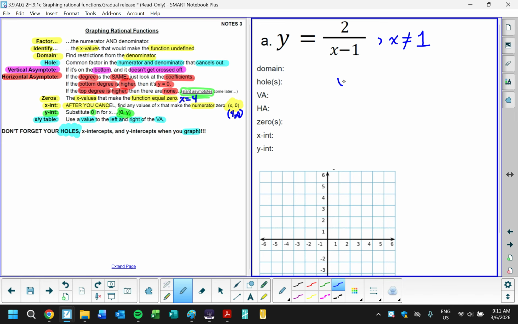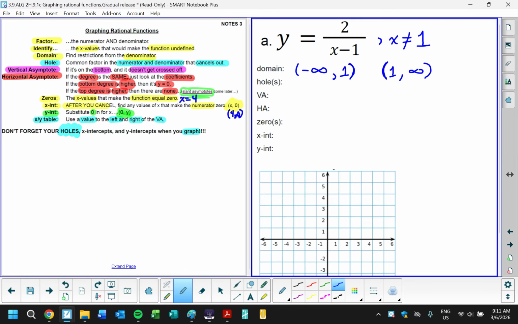Let me just show you this. Y equals 2 over 1 minus 1. Y equals 2 over 0, which cannot be done. That is undefined. That is not real. So that tells me that my domain is not going to include 1. So if I start at all the negative x values, all the way from negative infinity, it's going to go to 1. And then after that, it's going to go from 1 to positive infinity. Notice that 1 is not included.